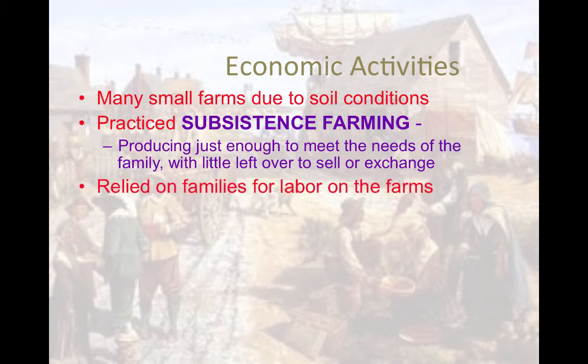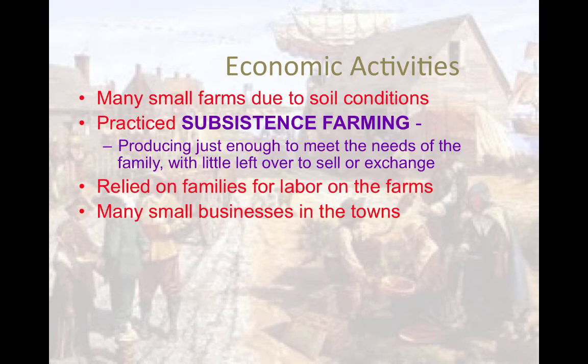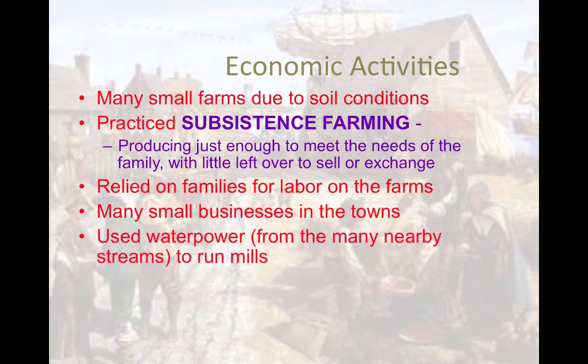And because of this, the farmers relied on their families for labor. They didn't have indentured servants. They didn't have slaves because that's extra mouths to feed, which means more food to grow. So many of these farms are actually very small so that they don't have to provide more food. In the towns, there were many small businesses, and because of New England's natural resources, numerous streams, they were able to use water power to run mills, which is all very industrialized.